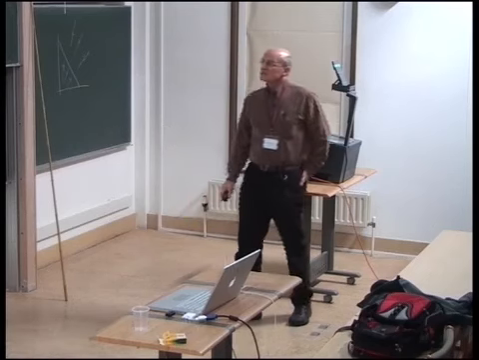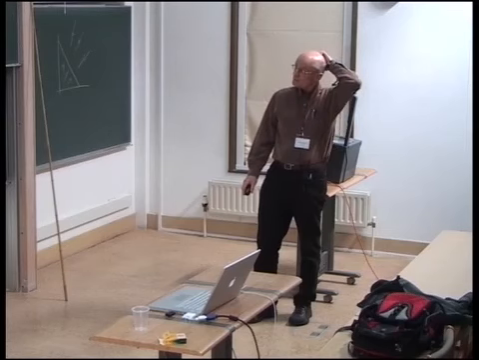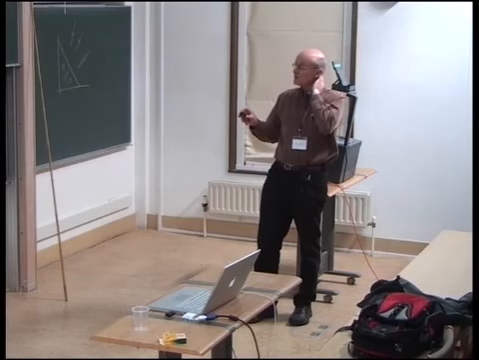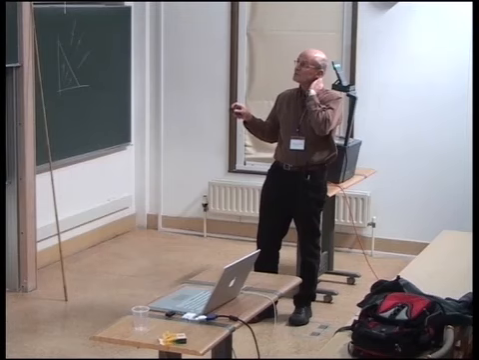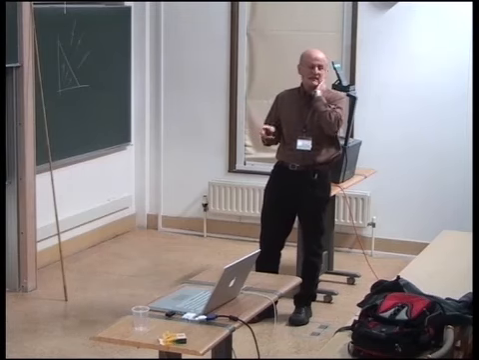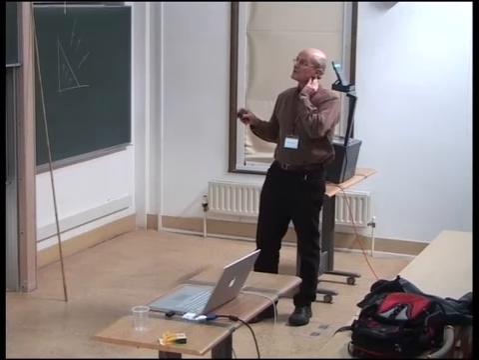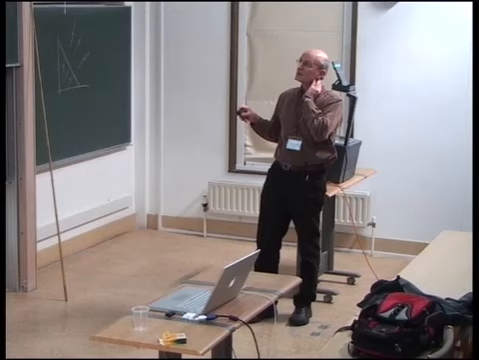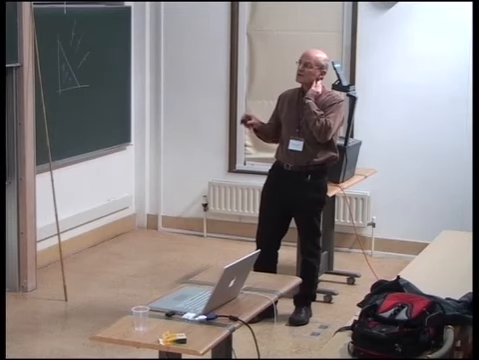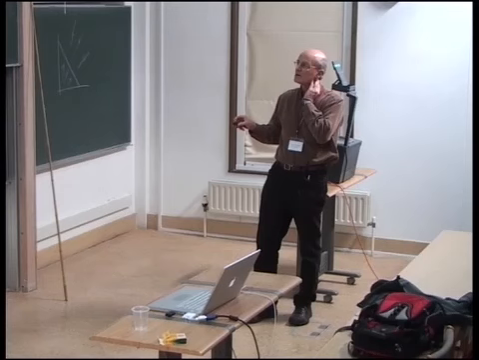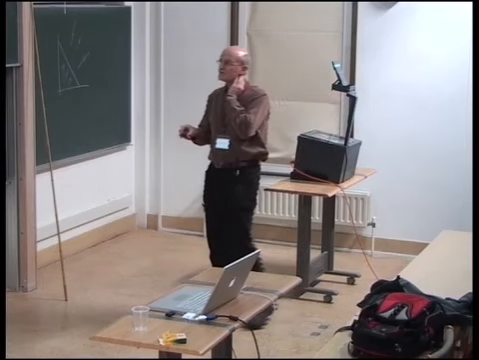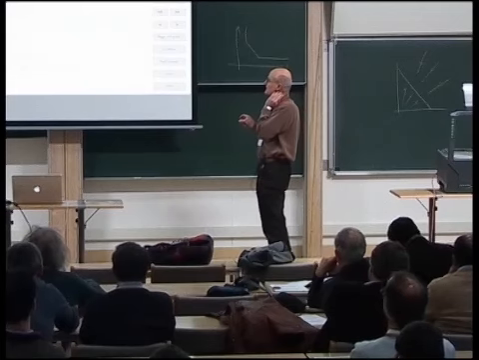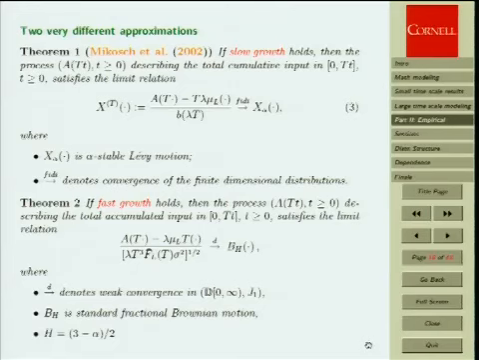Now, the 2 results that you get here basically say that under slow growth, which would be the case, for instance, if the lambda were constant, the input process is asymptotically looking like a stable Lévy motion, and under fast growth, if you center and scale the input process in a different way, it's looking like fractional Brownian motion.